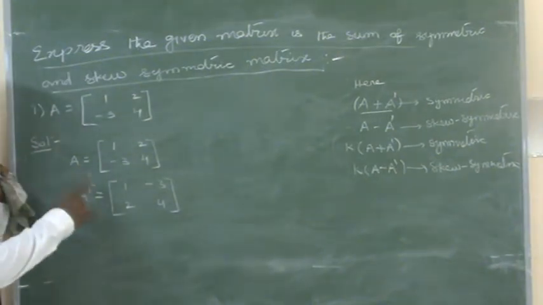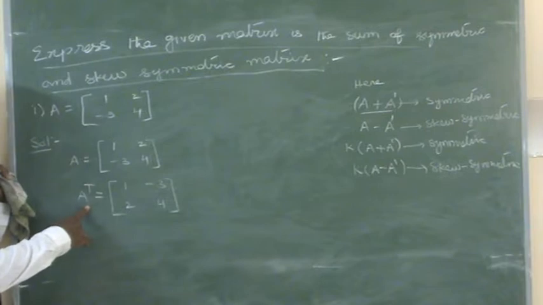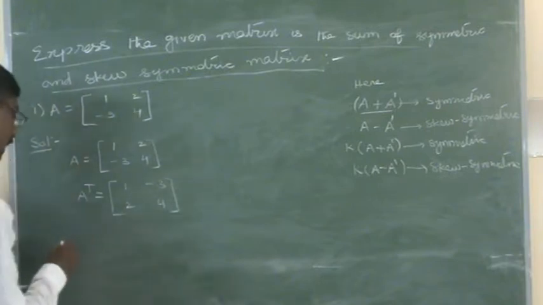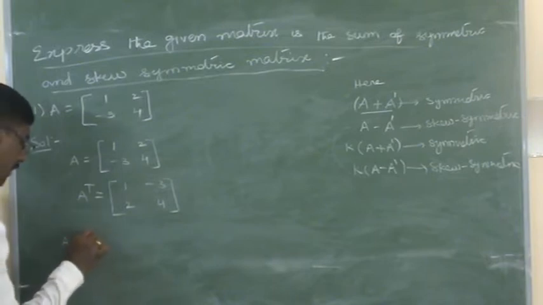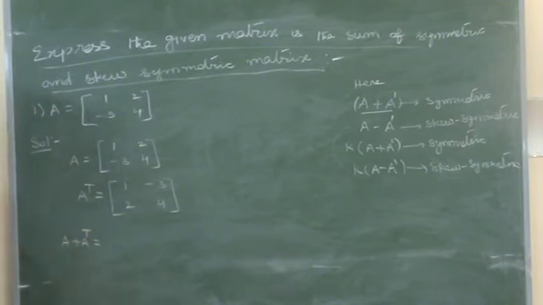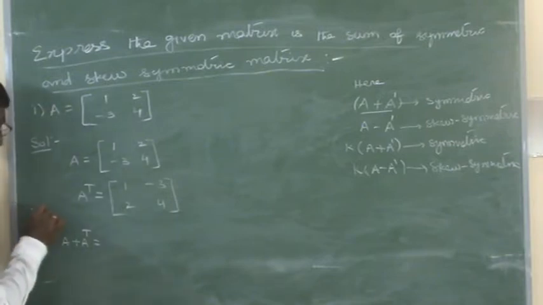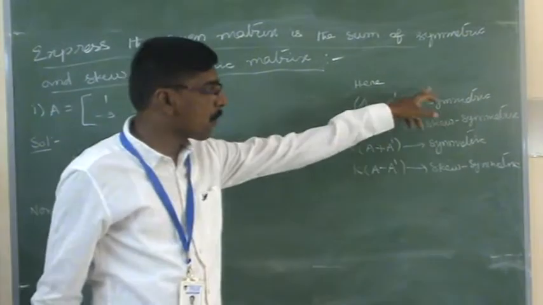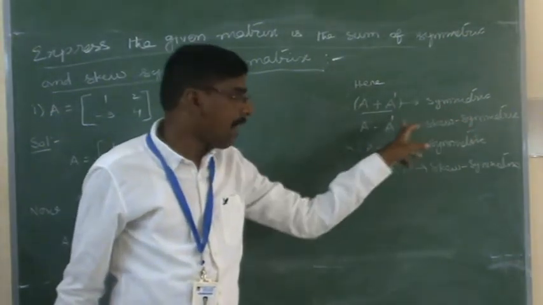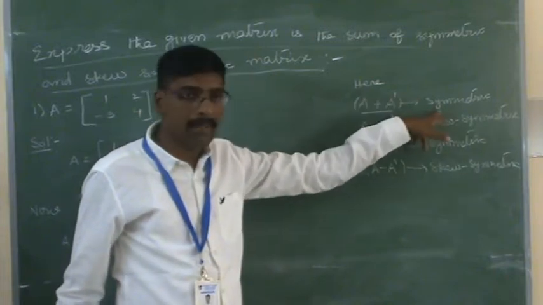This is matrix A. This is transpose of matrix A. Next, to find out the value of A plus A transpose. Why are we calculating A plus A transpose? We already know very clearly that A plus A transpose is always a symmetric matrix.